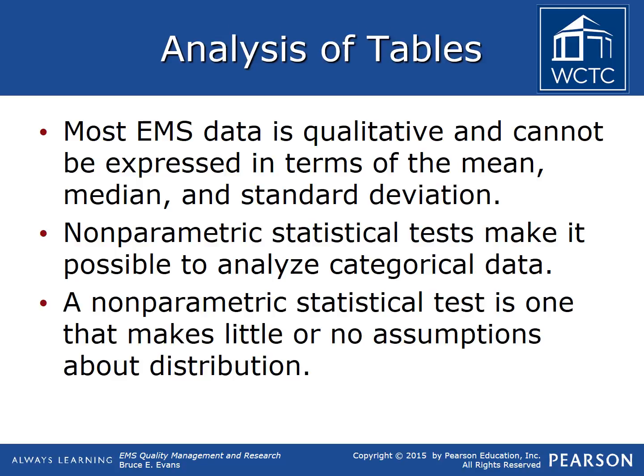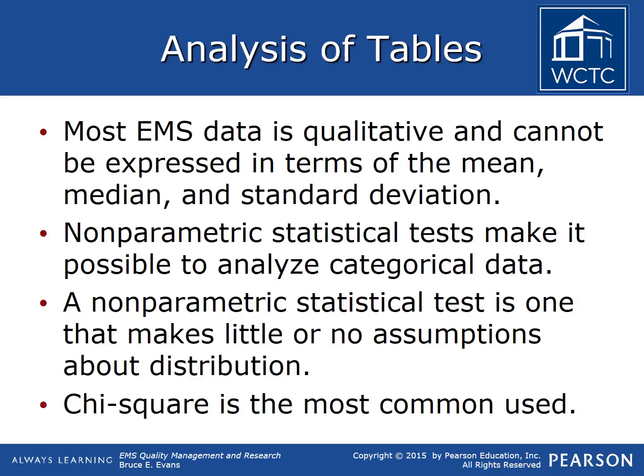Nonparametric statistical tests make no assumptions about the probability distributions of the values being assessed. One of the most popular nonparametric statistical tests for qualitative EMS data is the chi-square test that determines whether the percentage distribution from a table differs significantly from a distribution of hypothetical or expected percentages.